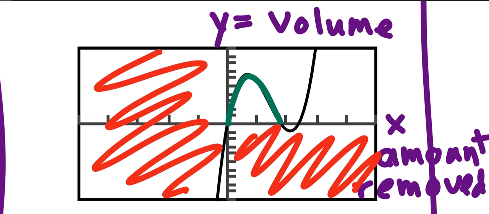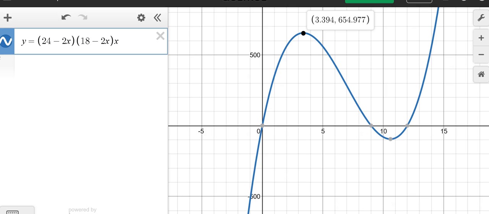Right now, I'm not going to ask you this on the test, but I do want you to look at the graph and see if you can help me understand it. Okay? I'm not going to have you doing this. Now you'll notice that I graphed 24 minus 2x times 18 minus 2x times x. There's the picture. The part of the graph we're interested in is in that little hill. I even highlighted the point that's at the top.